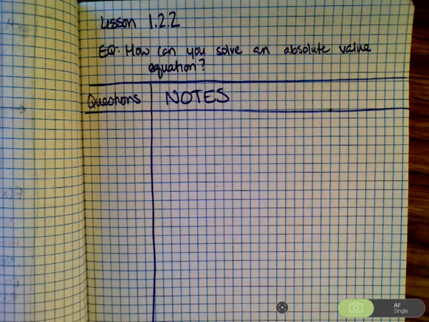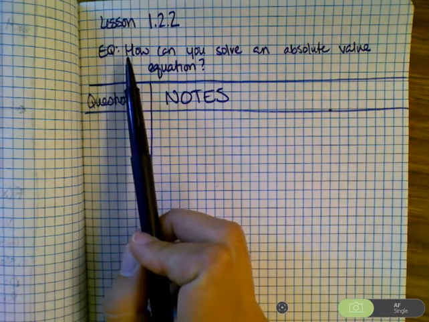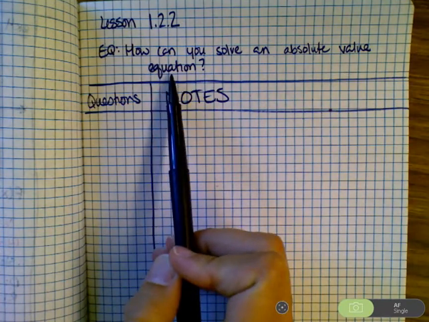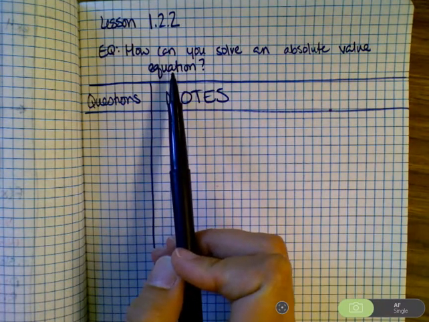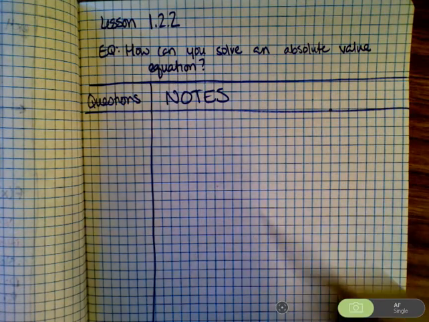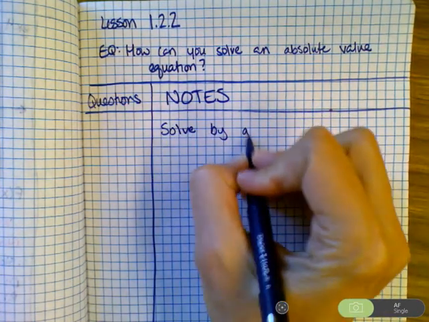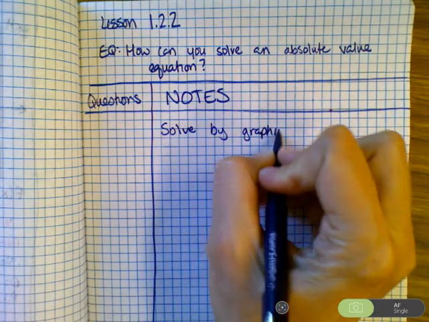So that brings us to our essential question. How can you solve an absolute value equation? Last time we looked at graphing absolute value functions. This time we're going to look at when we have an equation, what we need to do to solve it. There are a couple of different ways to solve an equation. The first way we're going to look at is how to solve by graphing.